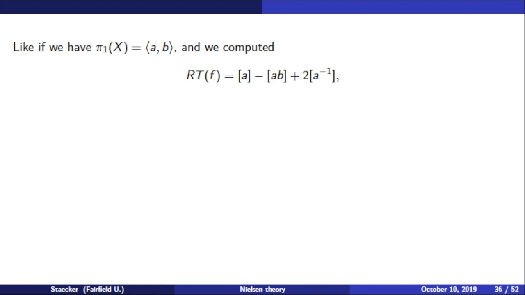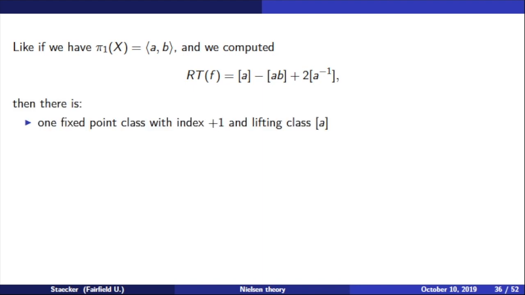All right? And if you do get something that looks like this, what it means is this first term, this A here, would indicate that there's a fixed point class with index plus 1. That's because the coefficient here is plus 1. And the lifting class, or the Reidemeister class, is A. The next term here, minus AB, means there's another fixed point class with index minus 1, and it's lifting.